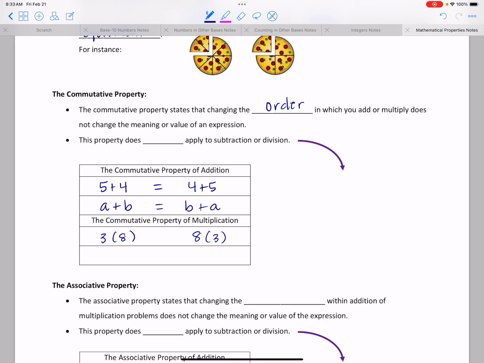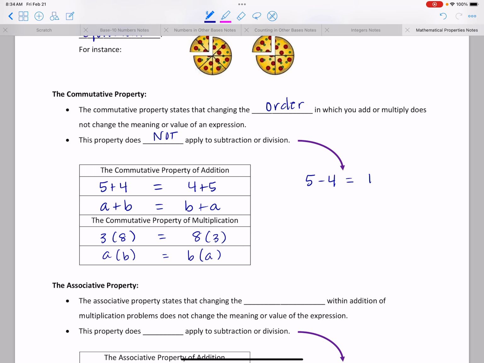So again, for any number, A multiplied by B, the same product results if we take B and multiply it by A. Now, it's important to note not only that we have these properties for multiplication and addition, but that these properties do not apply to the other two operations. So let's take the same 5 and 4 and say we wanted to subtract them. So if I took 5 and I subtracted 4, then that would leave me 1.